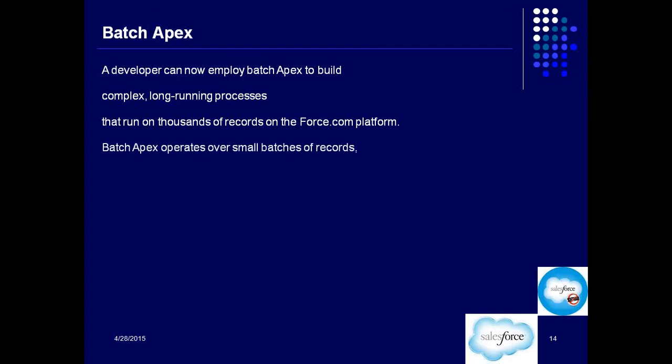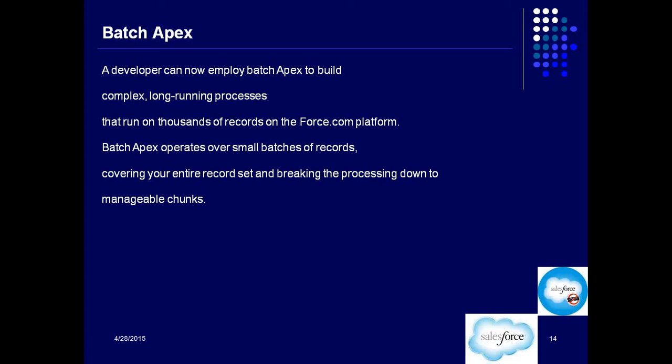Okay, Batch Apex operates over small batches of records. It operates using small batches of records covering your entire record set and breaking the processing down into manageable chunks. So if there is a huge data set which needs to be updated or maybe cleansed, instead of doing that entire thing in one method, you can do it in small chunks. Okay, that is what Batch Apex means.